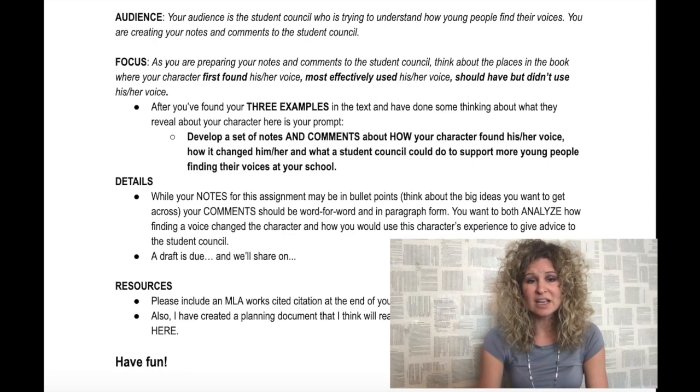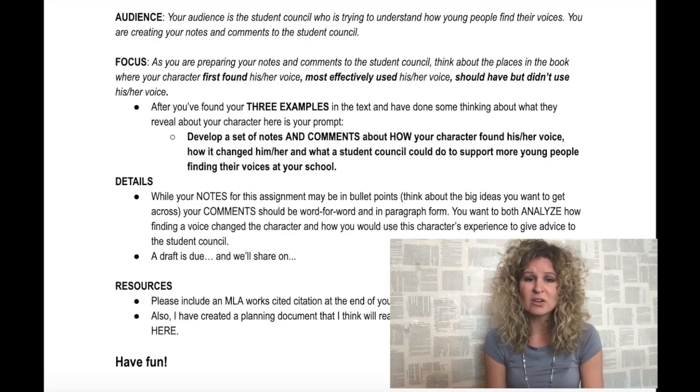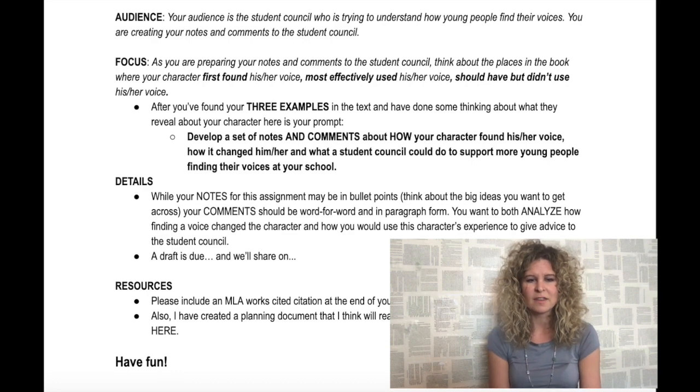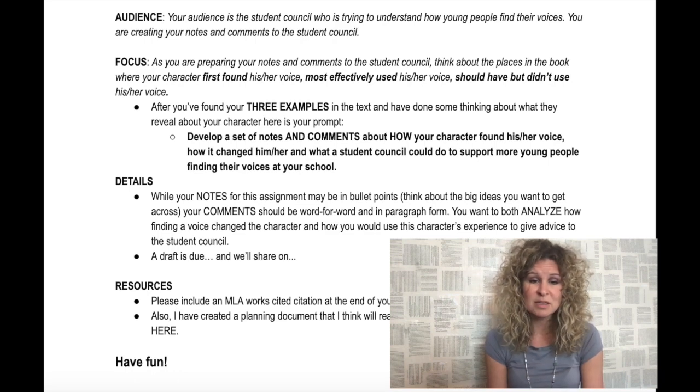And so here in details, just some more information about when they write their notes for the assignment, those can be in bullet points, but the comments should be written in paragraph form. They should be analyzing, not just summarizing. Draft is due on such and such a date, that kind of thing. So those details also could vary based on how you would see a specific assignment. And then resources include an MLA works cited citation at the end of their work.